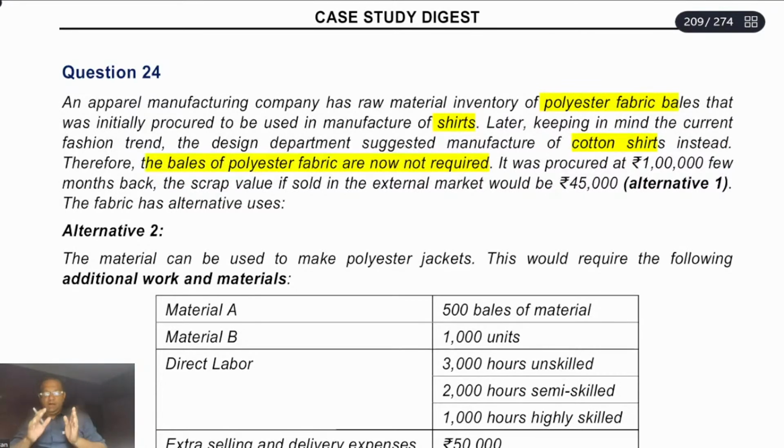Please understand, beta. Earlier, the finished good is polyester shirt. For polyester shirt, we require the polyester fabric as a raw material. But now the trend has been changed. Now customers require cotton shirts, and for that we require the cotton raw material. Therefore, the earlier product is now outdated in the market, but still we are having the raw material polyester fabric related to that outdated product. It was procured at rupee 1 lakh a few months back.